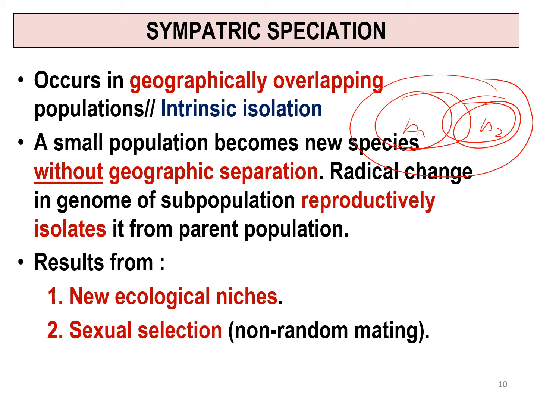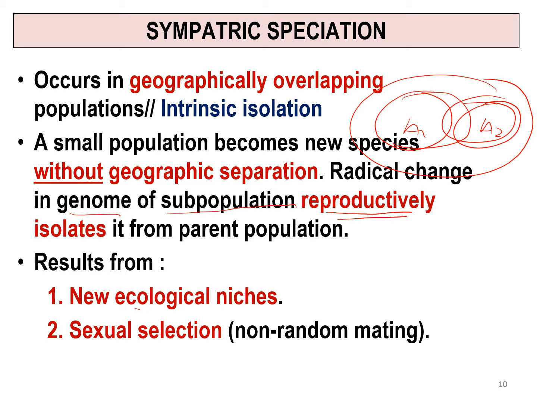because a radical change in the genome of the subpopulation causes them to be isolated reproductively. They are isolated reproductively. Walaupun duduk kawasan yang sama, tetapi mereka tidak boleh saling mengawan, tidak boleh interbreed antara satu sama lain. Jadi terpisah walaupun dalam kawasan yang sama. So that is called sympatric speciation.